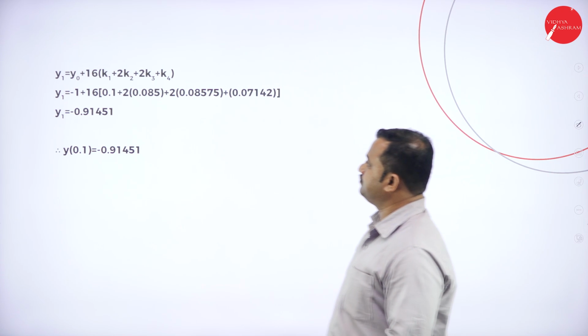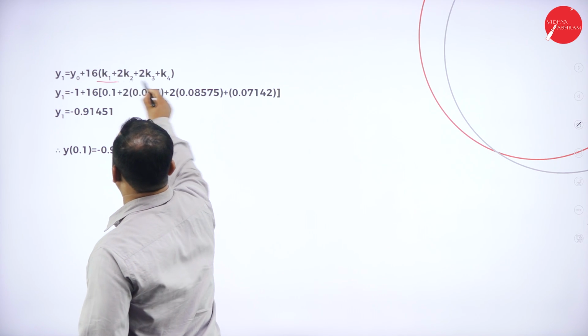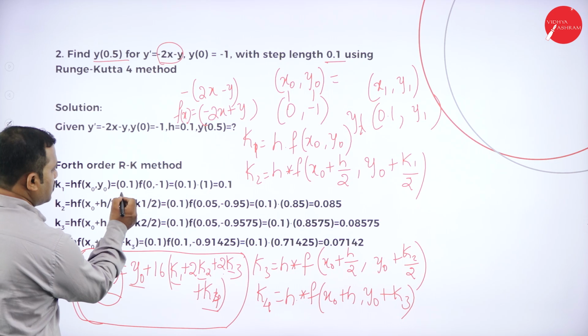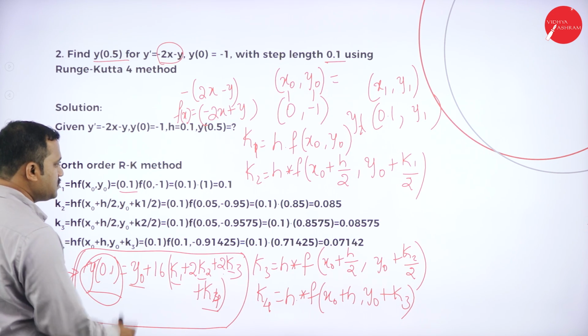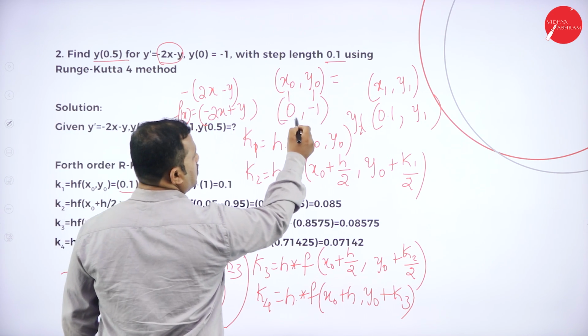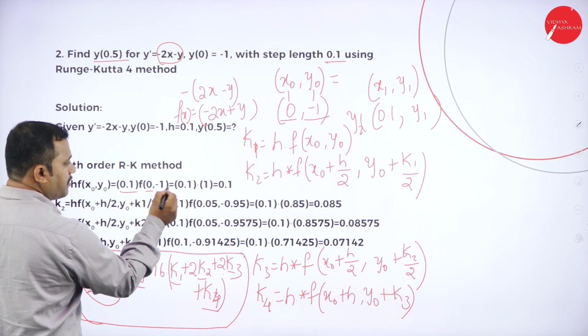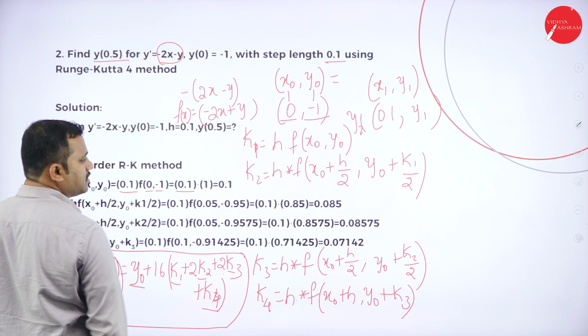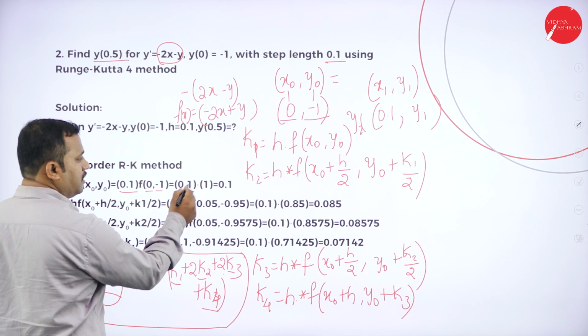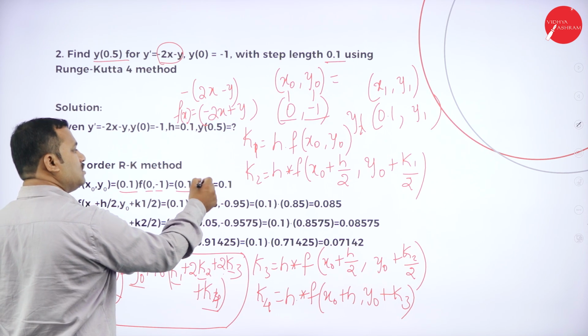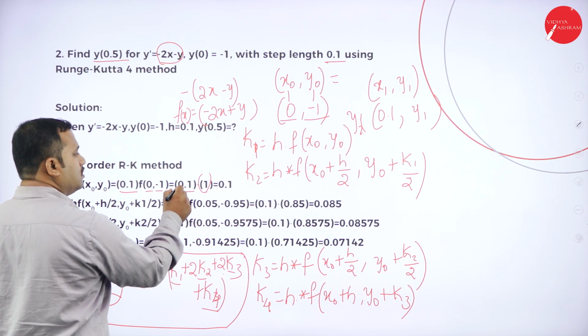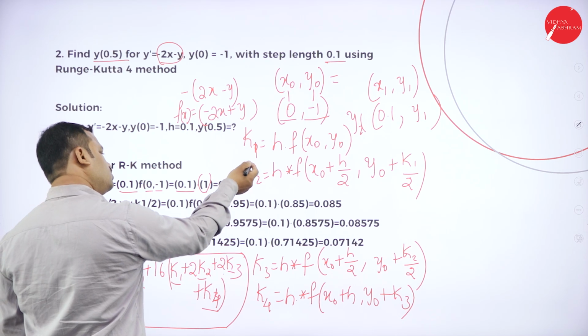See here, 0.1 is the step size, 0 is the value of x0. What is the value of y0? It is minus 1. 0.1 is the value we have obtained here, h into f of x0 comma y0. What is that? 1 we have got. 0.1 into 1, it is obviously equal to 0.1.